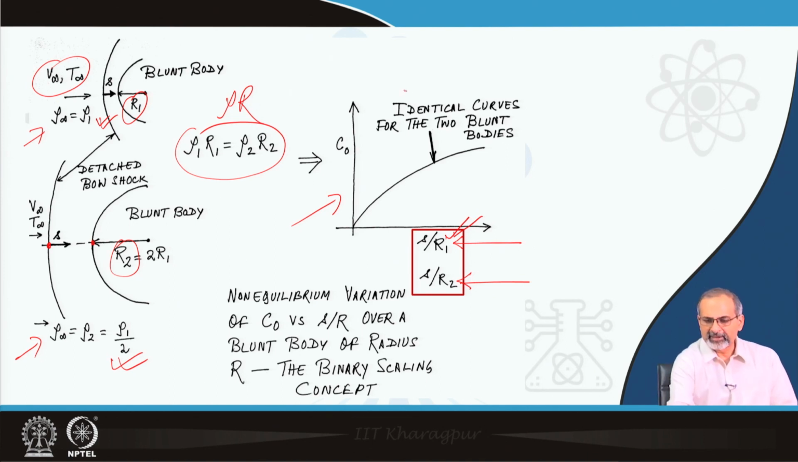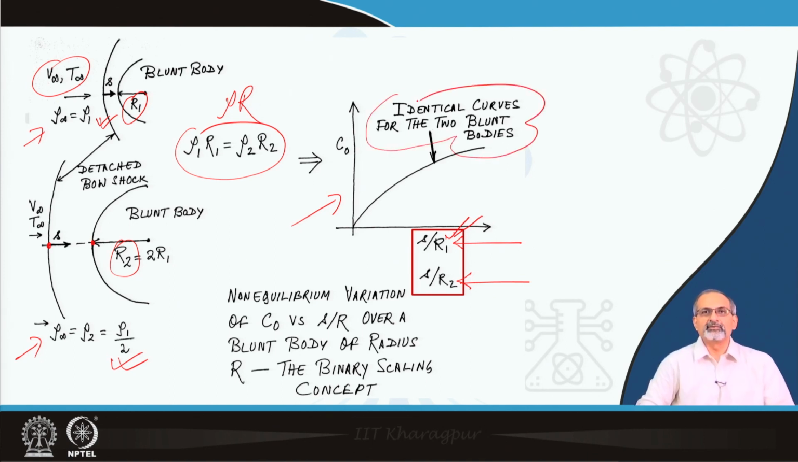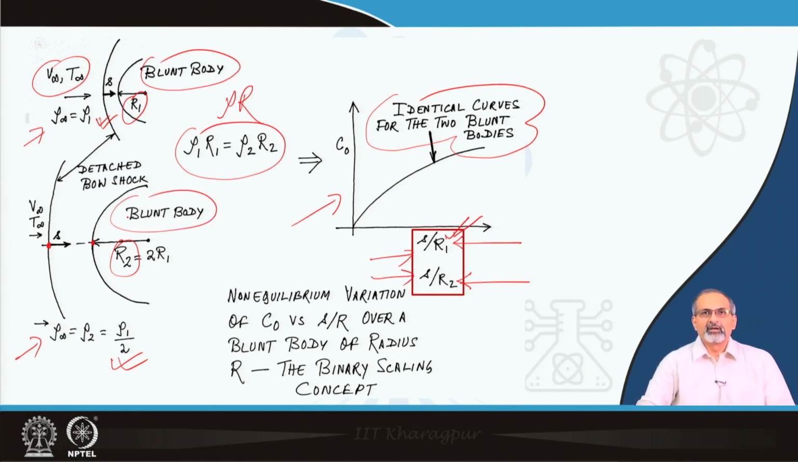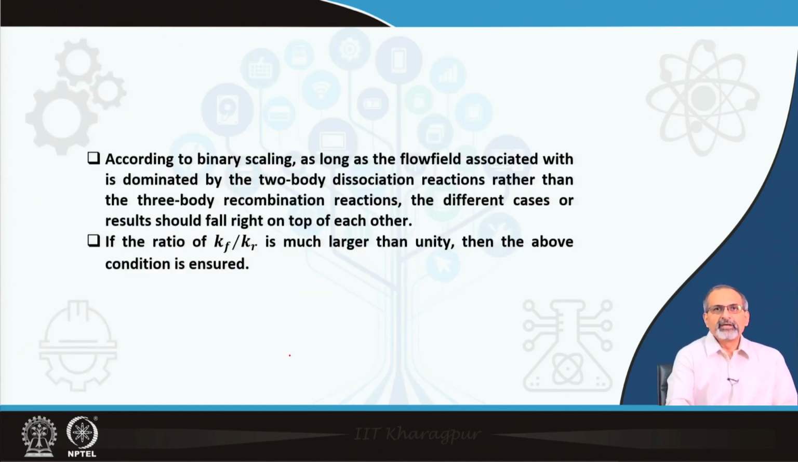In that case, we will have identical curves for the two blunt bodies for the CO distribution, as long as your x axis is obtained through S by R 1 for the first blunt body, the one on the top, or S by R 2 for the second blunt body, which is at the bottom. This is what we mean by the binary scaling concept. As long as the flow field is dominated by the two body dissociation reactions rather than the three body recombination reactions, which are the backward ones, the different cases which ensure that the rho R product is identical would exactly fall on top of each other. And if the ratio Kf by Kr is much larger than unity, then anyway this condition will be fulfilled.